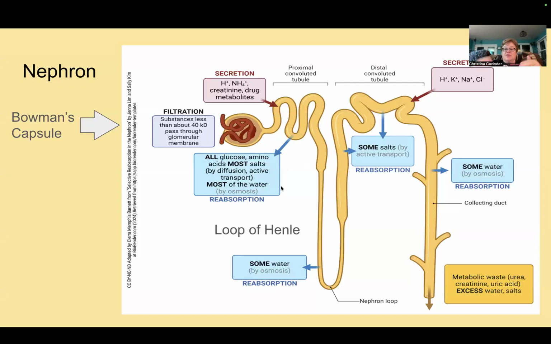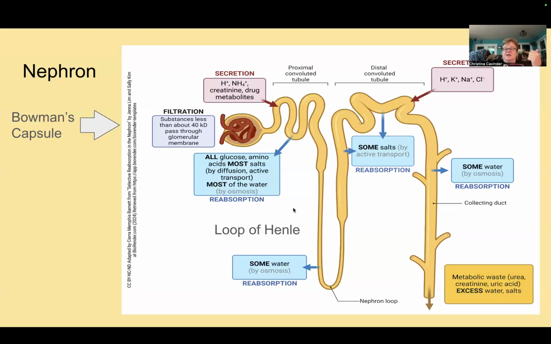So you do need to know where things are excreted or reabsorbed. So again, glucose, amino acids, salts, and these are usually by diffusion or active transport, and most of the water by osmosis. Diffusion, remember from the beginning of the semester, is the movement of particles, whereas osmosis is the movement of water. Then it goes to a more narrow area, which they call the nephron loop, but this is the loop of Henle. And this is where some water is again reabsorbed back into the body by osmosis.